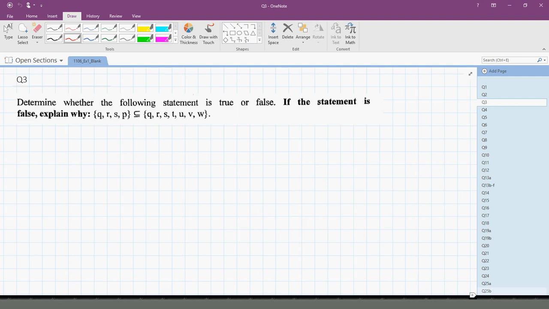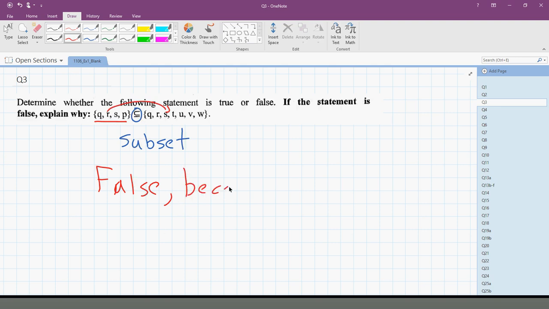So question number three, determine whether the statement is true or false. What does this little symbol right there mean? So we forgot that one. That means subset. Subset means that all the pieces in front are in over here. Because remember, with a subset, all these guys over here have to be pieces of this guy over here. So if you look in there, Q is over here, R is over here, S is over here, but not the P. So this is a false statement.